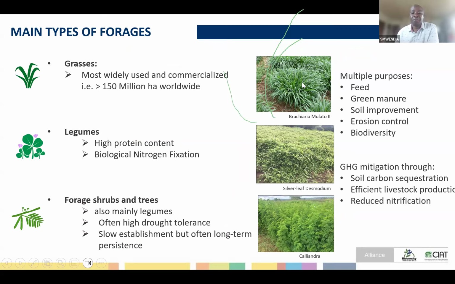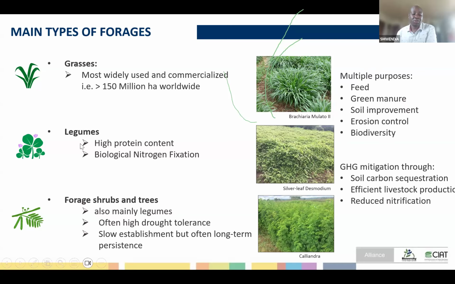And here I have a pictorial example of a Brachiaria Mulato 2. And this is one of the hybrids actually that has been developed from our program. And it comes with multiple benefits, for example, like good quality feed. It can also be able to tolerate relatively drought areas. And it has an advantage of soil improvement in terms of sequestering carbon through their own roots.